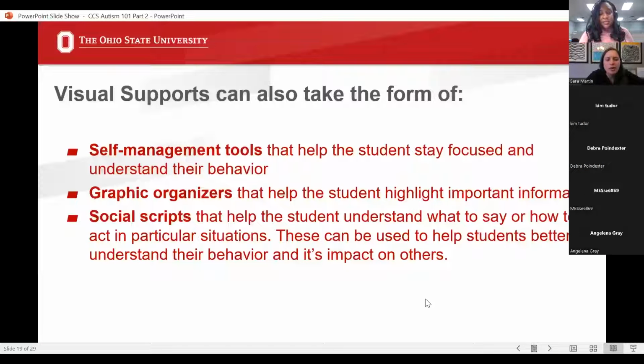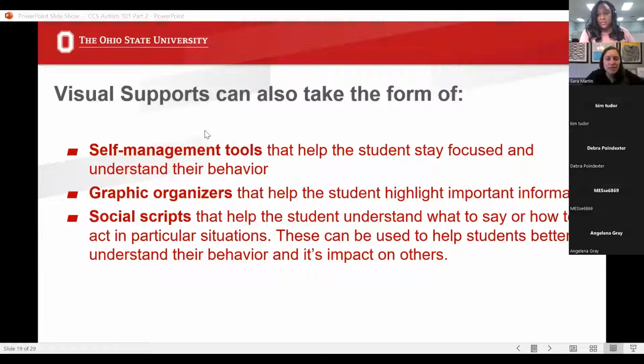So visual supports can also take the form of self-management tools, graphic organizers, and social supports. These tools generally outline the steps needed to complete a task. So this is for the self-management piece. They help students stay focused and understand the behavior. They outline the steps needed to complete a task, and the students can check off each step as it's completed.